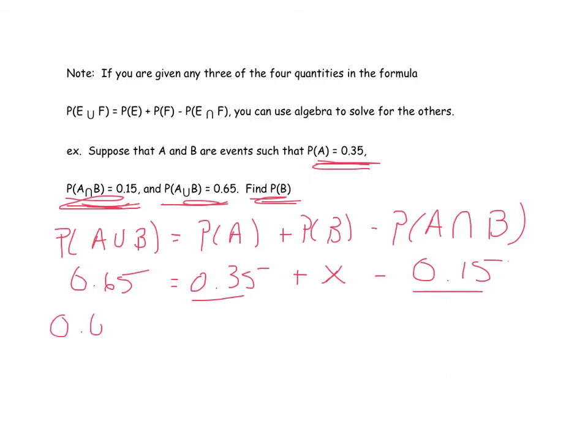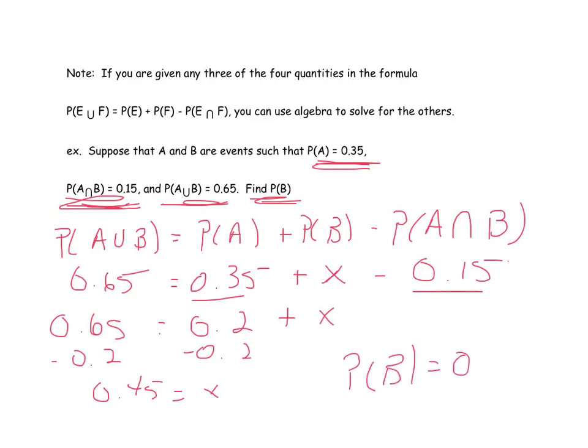Alright, so if I try to solve that, first I can combine these two terms on this side. So that's going to be 0.65 equals 0.35 minus 0.15, which is 0.2, plus x. And then just subtract 0.2 from both sides, which will give me 0.45 equals x. Or also, since x is P of B, I say P of B equals 0.45.